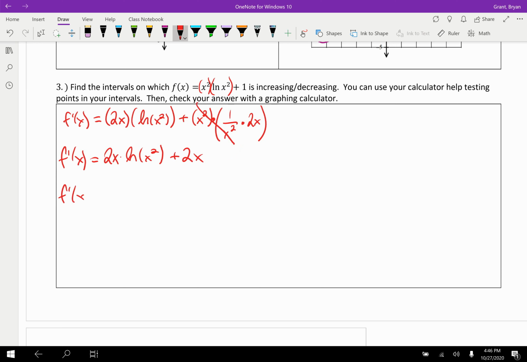We might now notice that there's a 2x in common to both terms, so I am going to factor that out as well. And I think we end up here. That's probably about as factored or simplified as we need. Let's find those critical points.